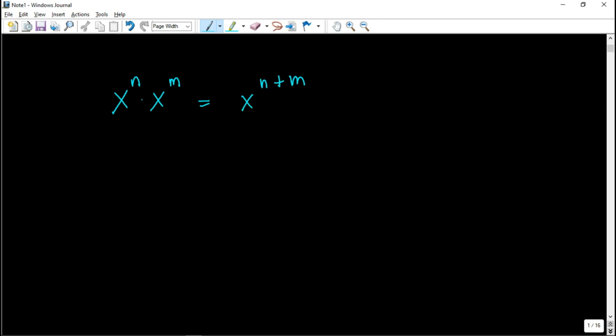Okay, so if you are dividing, same base pa rin, but different exponents, we have here, let's say, x raised to n divided by x raised to m. This time, we subtract the exponent. So this becomes x raised to n minus m. Okay? So now, let's move on.